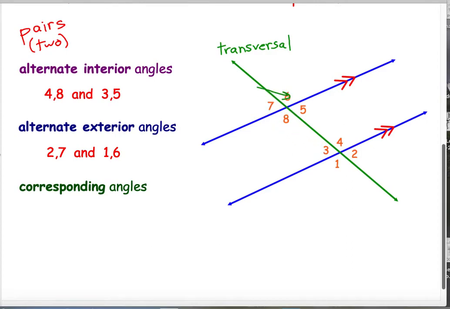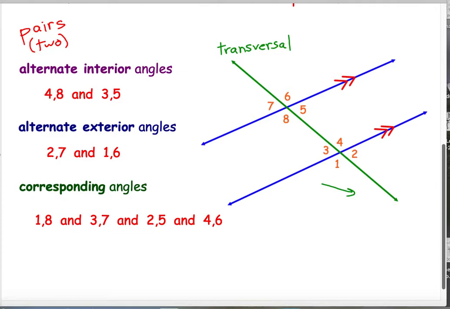Likewise, I could pick 6 and 4. 6 is outside, 4 is inside, and they're on the same side of the green line. So we've got 7 and 3 as a pair. 6 and 4 are a pair of corresponding angles. We could do 5 with 2. 5 is inside, 2 is outside, and they're on the same side of the green line. And we could also pick 1 with 8. 1 is outside, 8 is inside, and they're both on the same side of the green line. So we actually have 4 different pairs of corresponding angles: 1 and 8, or 3 and 7, or 2 and 5, or 4 and 6.